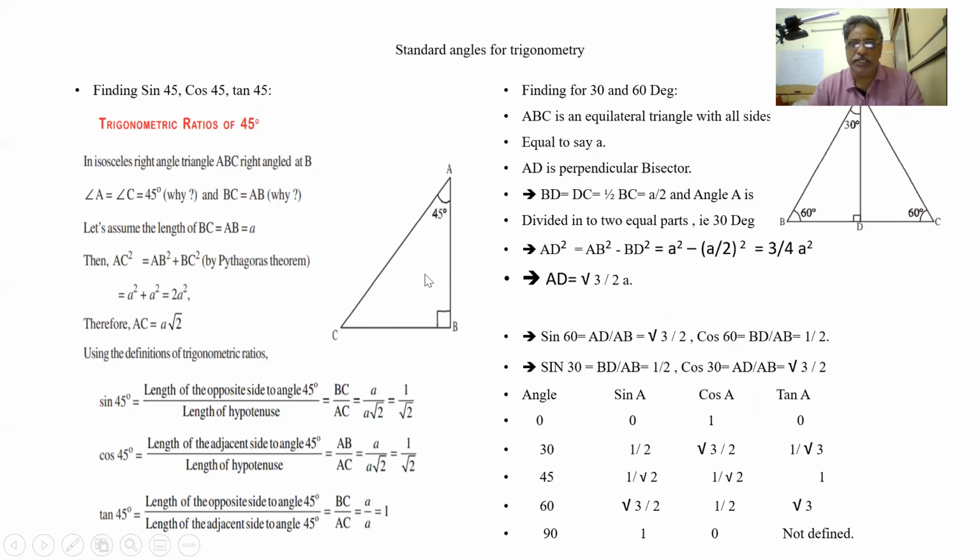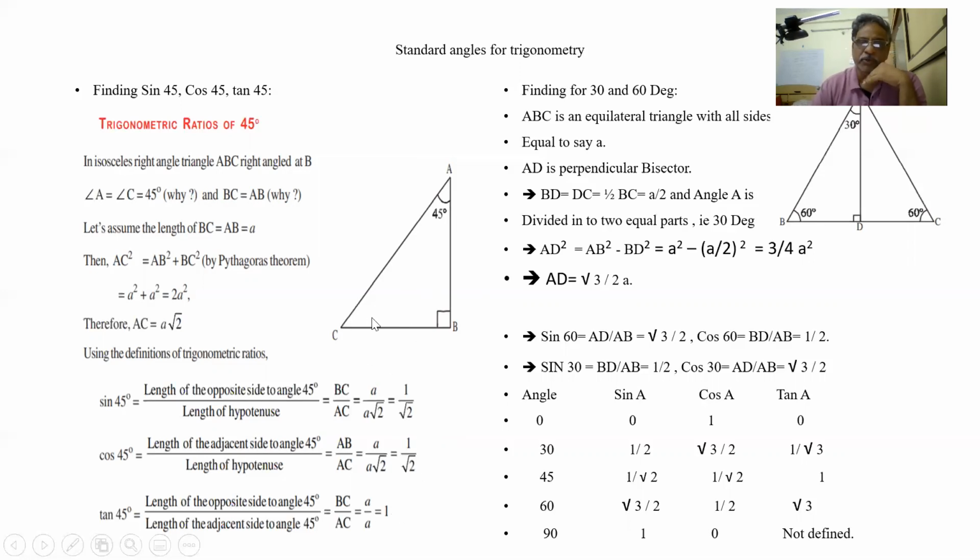So if this is a, this is a, this is root 2a, the root of a square plus a square. So sin 45 is a by root 2a, that is 1 by root 2. What is cos 45? A by root 2a, 1 by root 2. What is tan 45? A by a is 1. So now we understood how to find out 45.